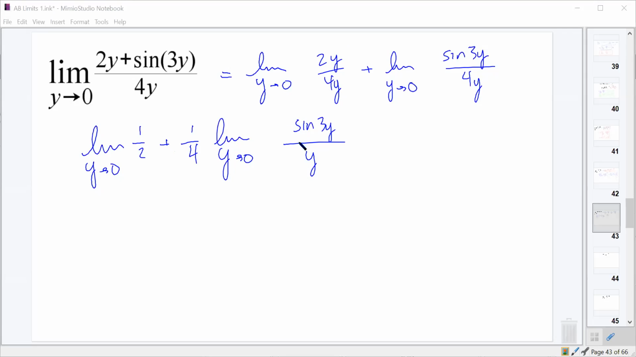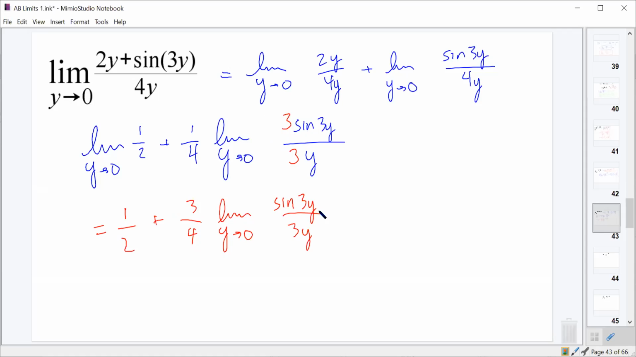Multiply by 3. 3 over 3 gives us this first limit is just the limit of a constant, which is a half. And then we've got plus now 3/4 when I pull that 3 in the numerator out. 3/4 the limit as y approaches 0 of sine 3y over 3y, which equals 1/2 plus 3/4 times 1. And what is that?